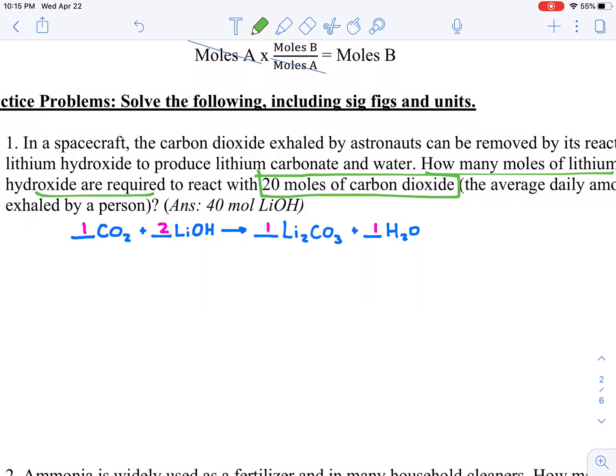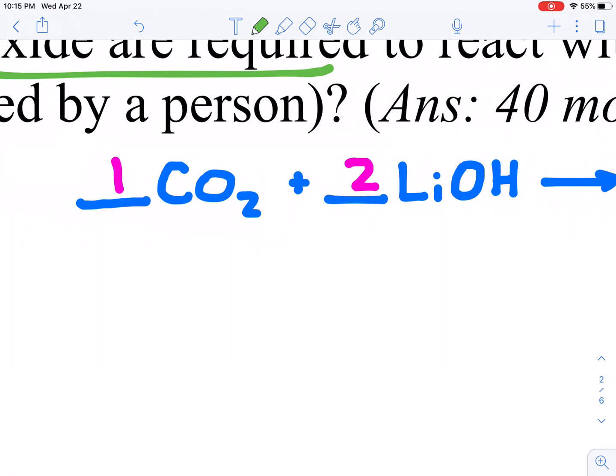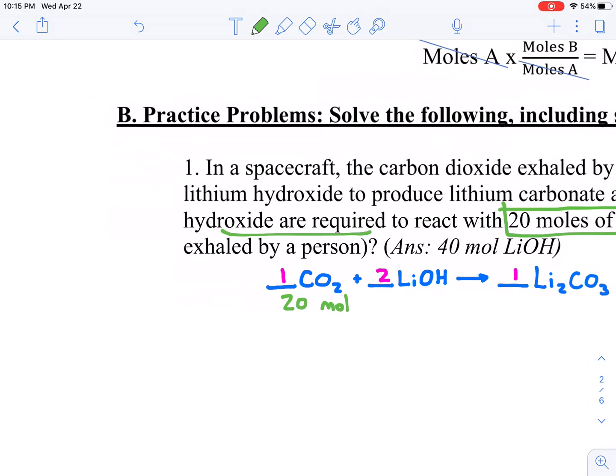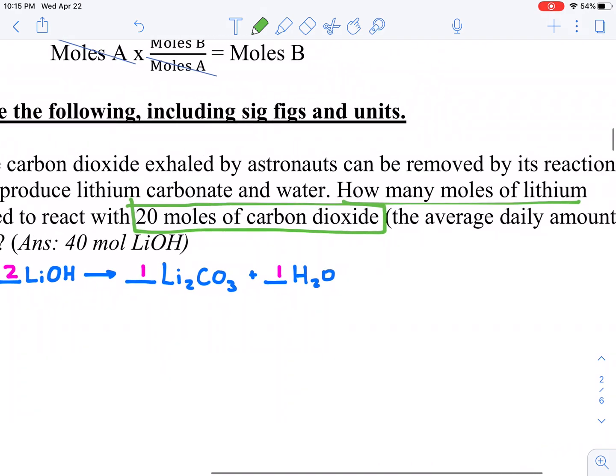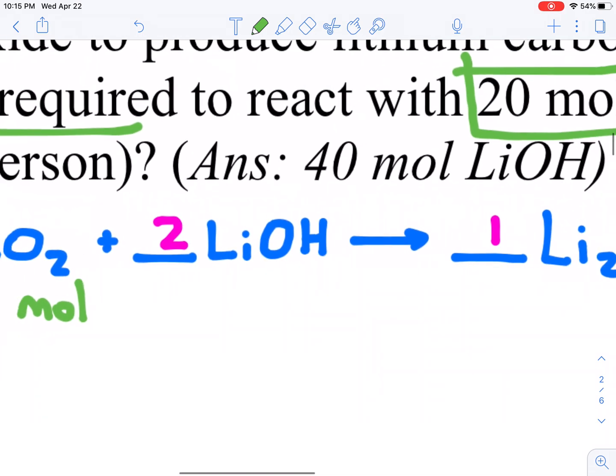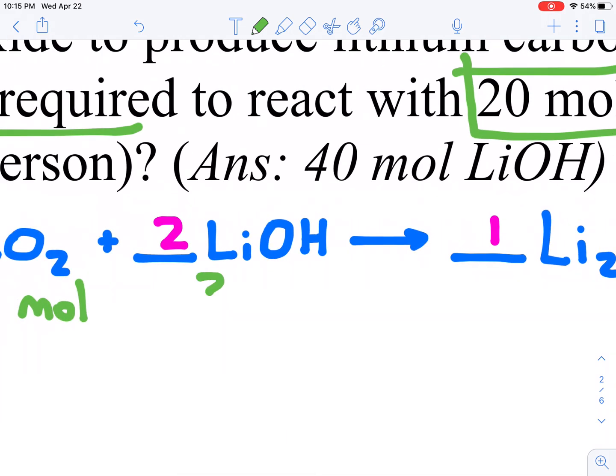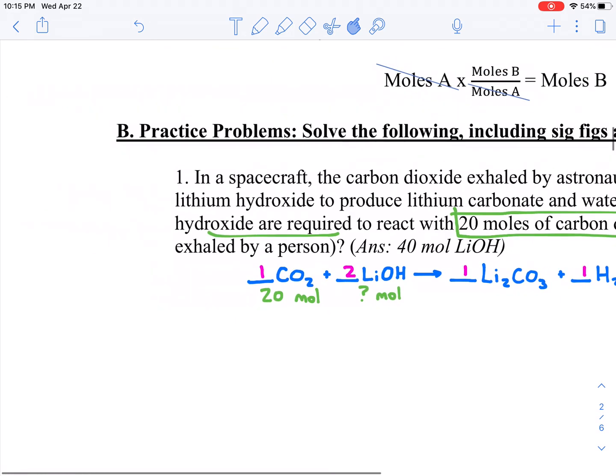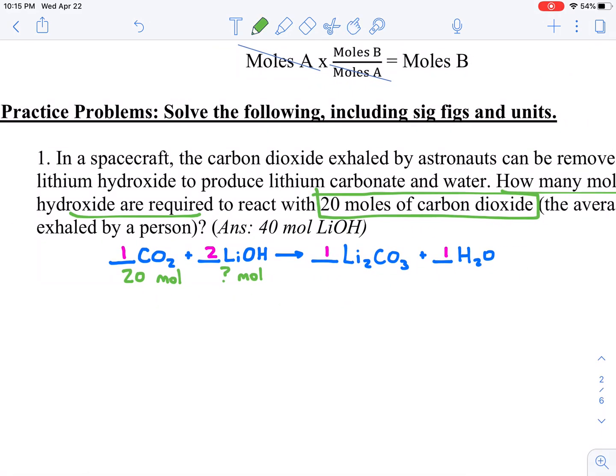So notice I'm given 20 moles of carbon dioxide. I'm going to write 20 right here, but not just 20, I'm going to write moles because that's the unit that's involved. We won't always be given moles. It asks how many moles of lithium hydroxide are required. So this one is what we're trying to find. And what are we trying to find? How many moles?